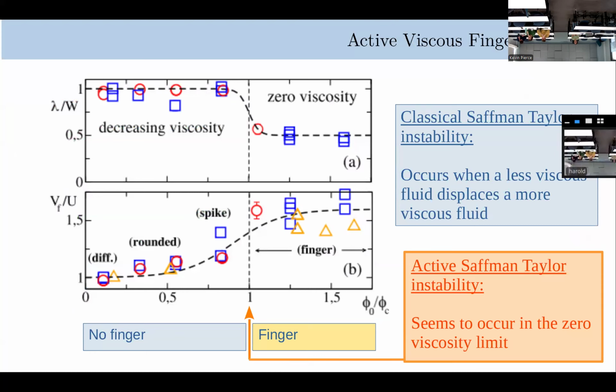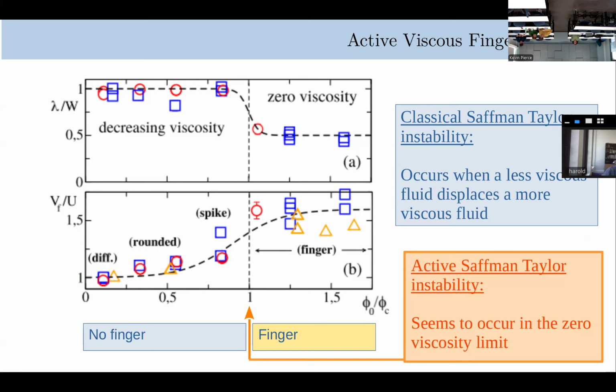So here you see we are able to observe fingers, and it seems that it's really very close to what we observe in the classical Saffman-Taylor instability. It's not exactly the case with bacteria, because you see that we, in fact, observed fingers only if the amount of bacteria is above this zero viscosity limit.